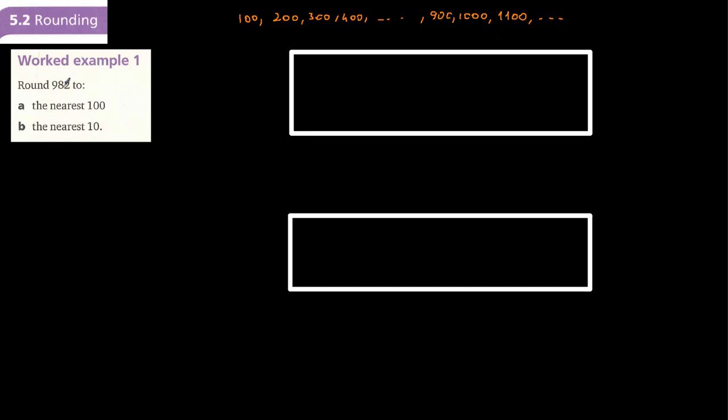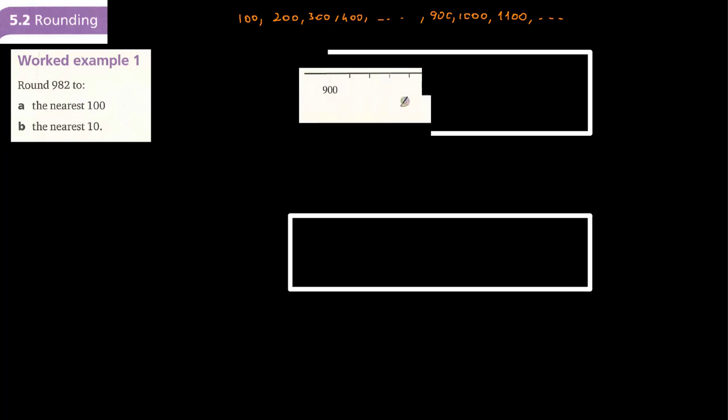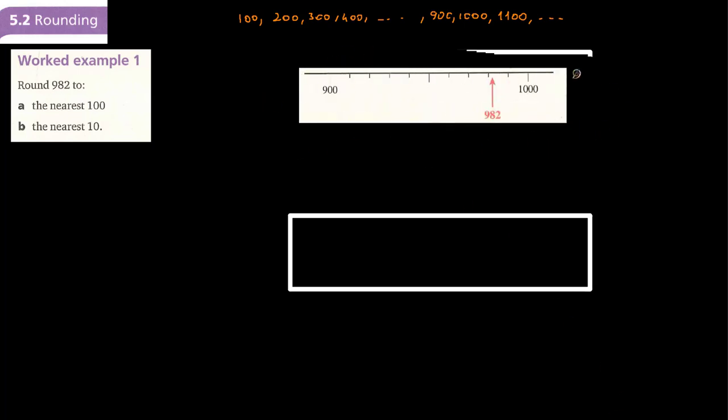And it is asking, 982 is closer to which hundred? 900 or 1000? Because 982, we know that it is between 900 and 1000, and these are the hundreds, and it's closer to which hundred? 900 or 1000. So this figure below is explaining how the logic works. Here we know that 982 is closer to 1000.